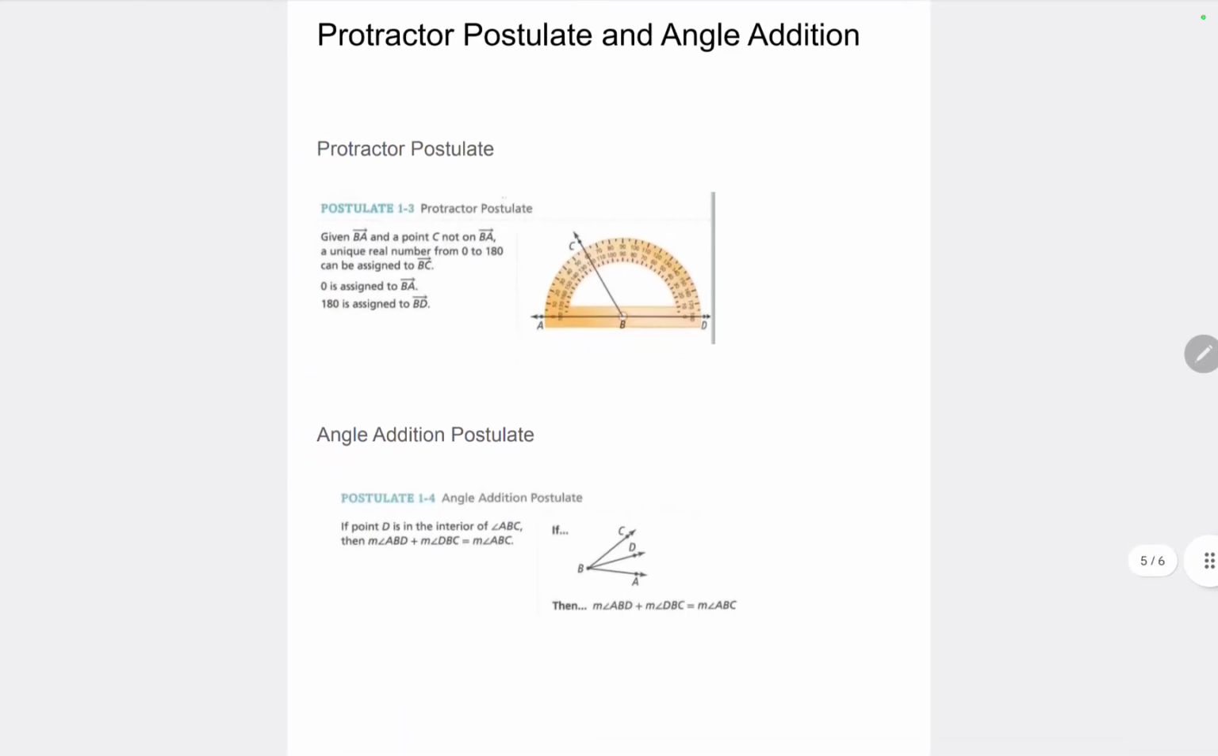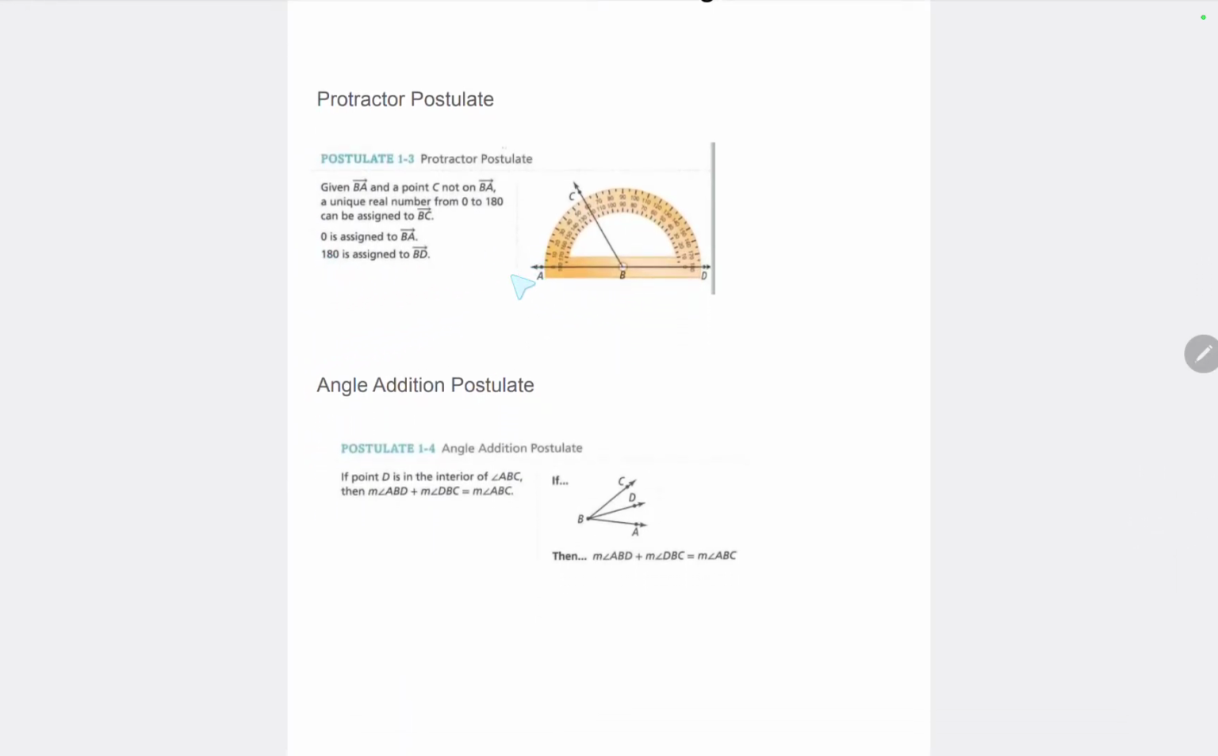Now the protractor postulate, and I'm sorry, this is kind of tiny. If we are given ray BA, which I'll draw on right here, and a point C not on BA, so there's our point C, then a unique real number from 0 to 180 can be assigned to BC. Later on in the year, we'll talk about assigning numbers larger than 180 and smaller than 0 to describe these angles. But for the purposes of geometry, we're just going to be focusing on 0 to 180 degrees.